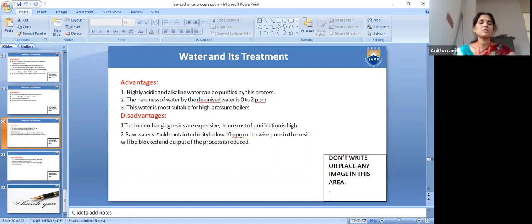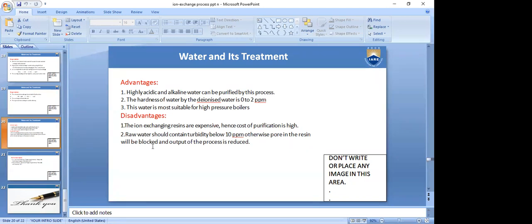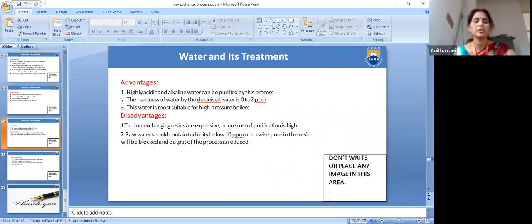And the disadvantages: this is costly, the chemicals and ion exchange resins are expensive, and the cost of purification is high. The water should not contain any clay, sand particles or turbidity; the turbidity should be below 10 ppm. Otherwise the resin will be blocked, because it has a porous structure, and the output of the process will be reduced.